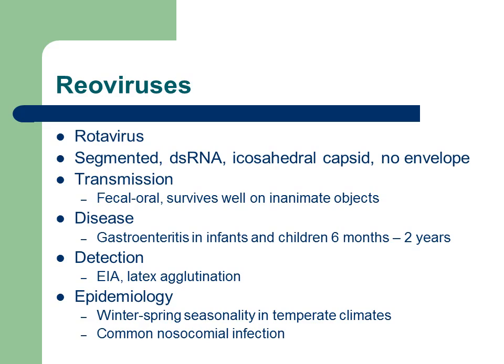And one of the notorious reoviruses is a virus called rotavirus. Now, rotavirus is a segmented double-stranded RNA virus. It's transmitted fecal-orally. It survives very well on inanimate objects. It causes gastroenteritis much more commonly in infants and children 6 months of age to 2 years of age.